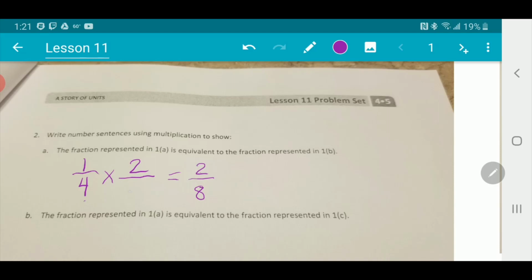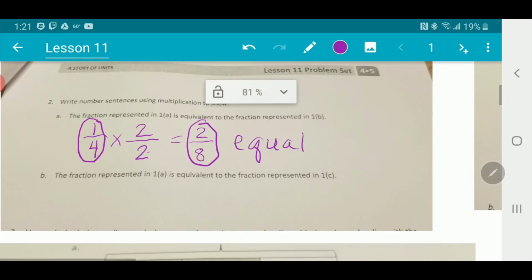Now I have 4 times what gives me 8? And I know that 4 times 2 gives me 8. So this multiplication number sentence right here shows me how 1/4 and 2/8 are equal. So make sure you have that circled and you have that labeled equal. That should look familiar to what we were doing a little bit before in school.